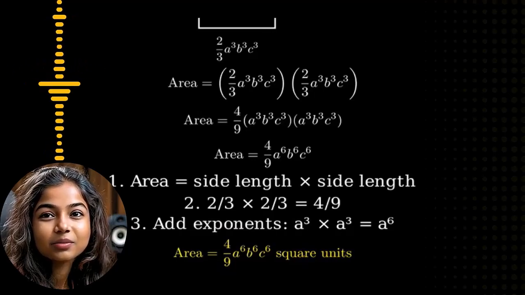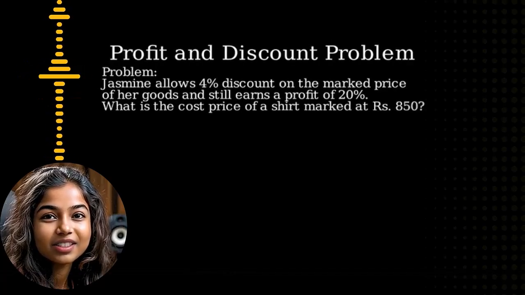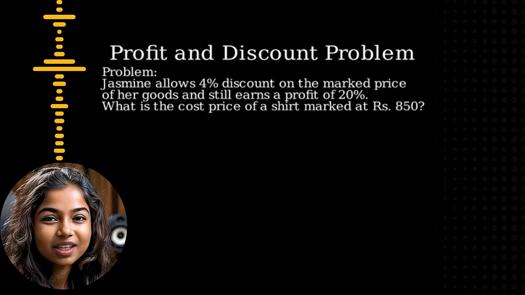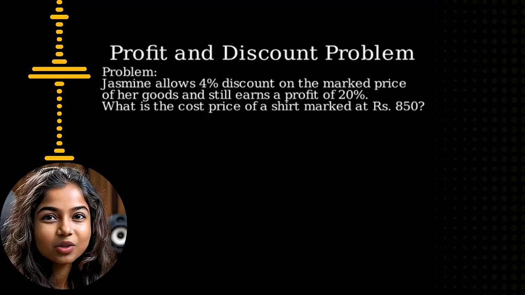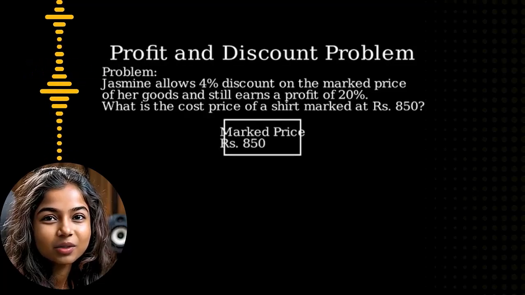Let's solve a profit and discount problem. Jasmine allows a 4% discount on the price of her goods and still earns a profit of 20%. What is the cost price of a shirt marked at 850 rupees? Let's visualize this problem with a diagram. First, we have the marked price of 850 rupees.